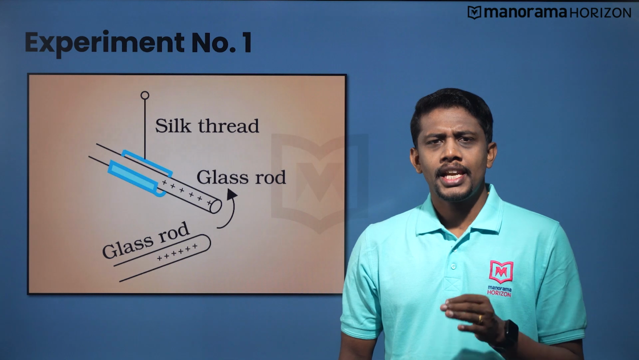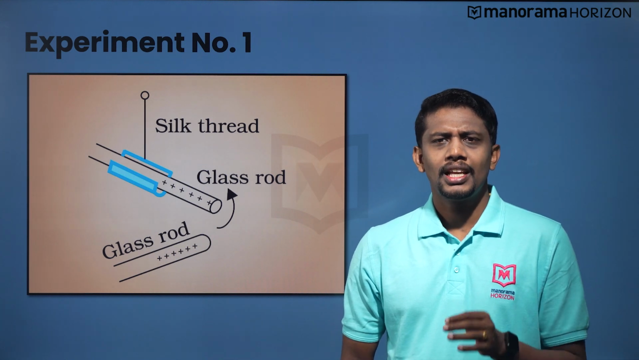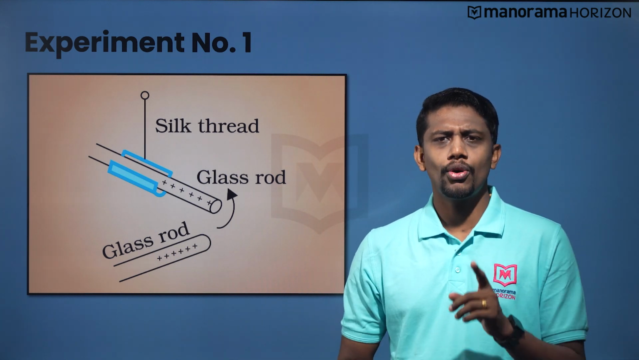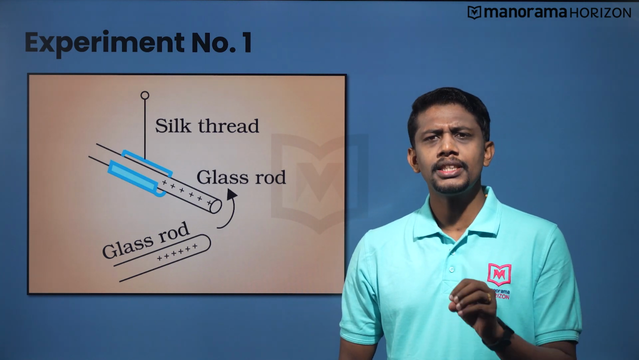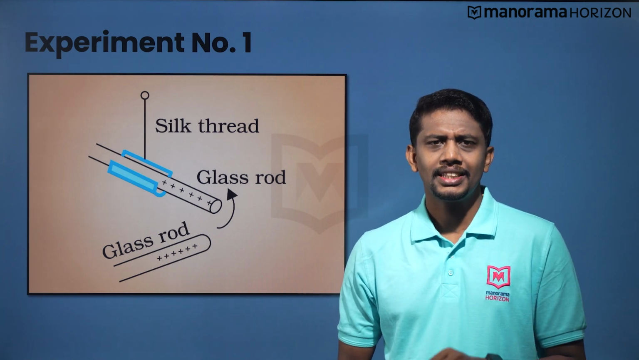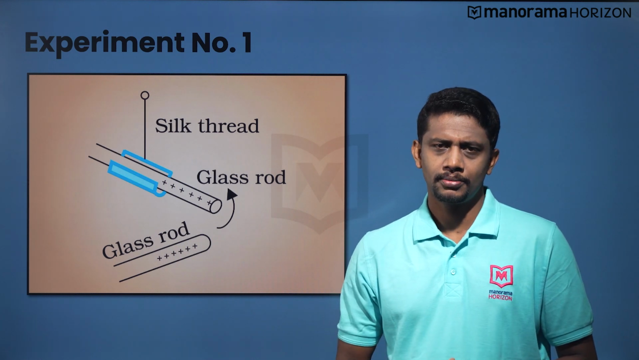We can perform an experiment using glass rods. Let's say we rub two glass rods on wool and suspend one of them with a silk thread. If we bring the other rod close to the first one, they try to push away from each other.